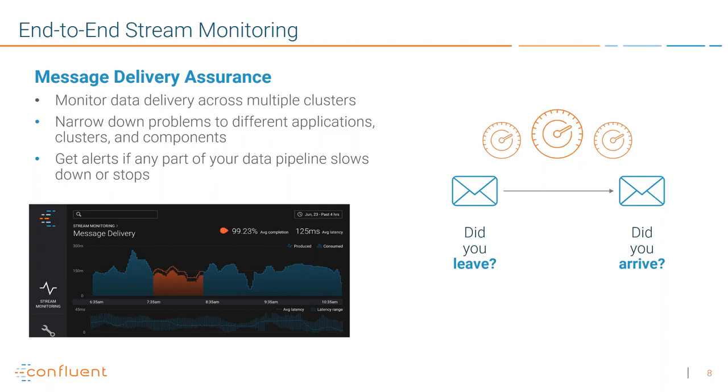So what the Control Center can do for you is track not only that all those messages are being consumed in all the places you expect them to be consumed, but also how long it took for them to get there, whether there was any data corruption in transit, and so on.